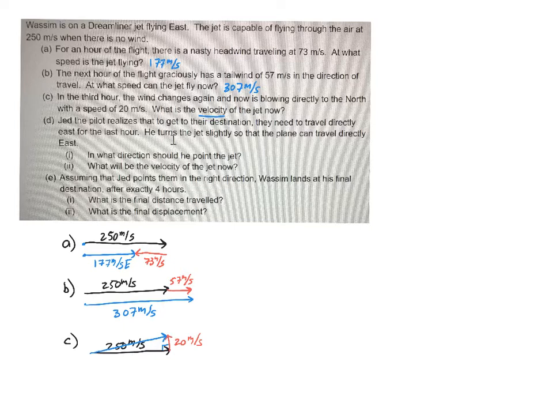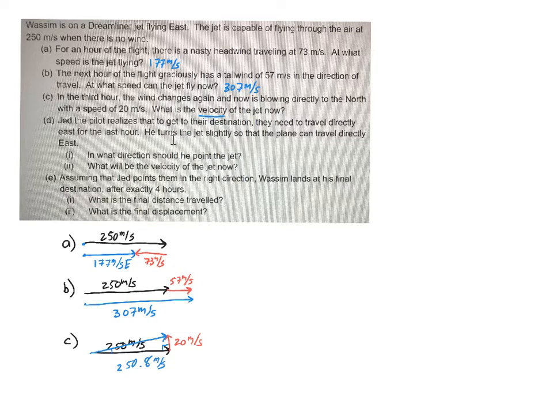We go 250 squared and then add the 20 squared, and then we square root that, and we get a value of almost the same thing, but 250.8 meters per second. All right, so that's that one going slightly up a little bit. Now it does ask for a velocity, which means I also need a direction.